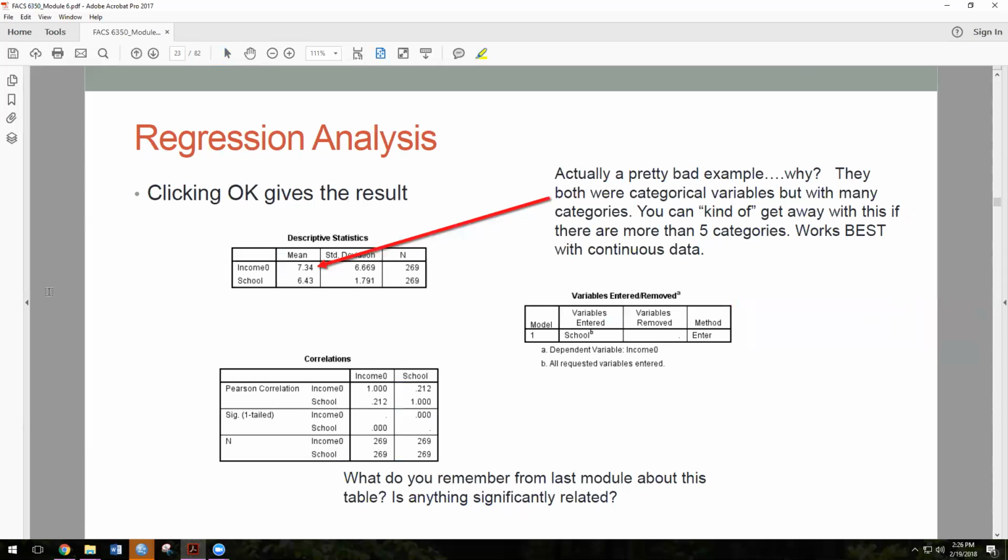So then I go to my correlations, and this is telling me that income and school is significant, and that's my only correlation, because I only was looking at 2 variables, 1 to 1. This N is telling me I had 269 people that completed information for both variables, and then my coefficient is the 0.212. So it tells me I do have a significant but weak relationship.